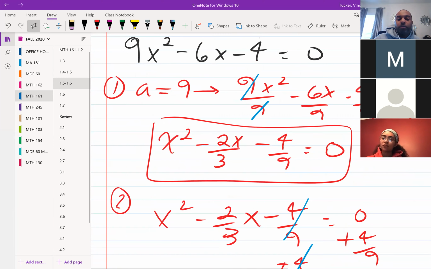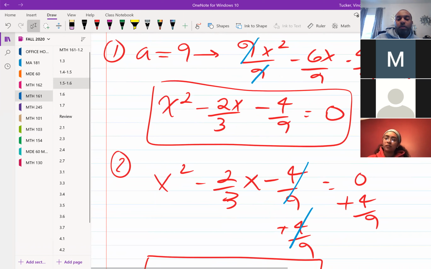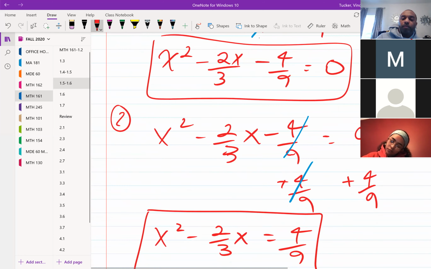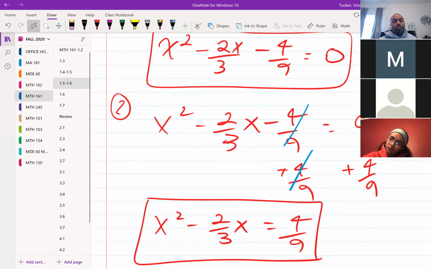All right, step 2. We want to isolate our constant. So we're going to add 4/9 to both sides. So we have x squared minus 2/3 x equal to 4/9.